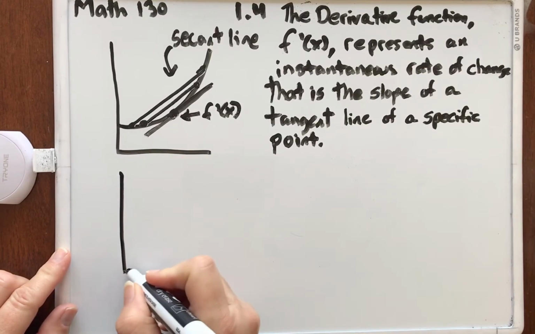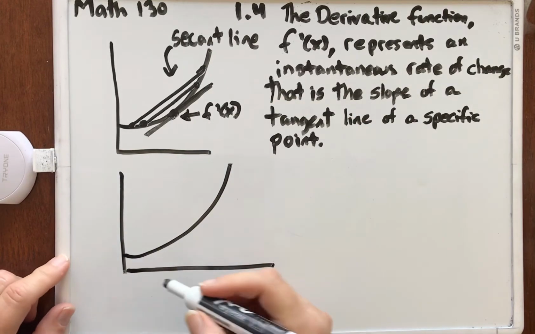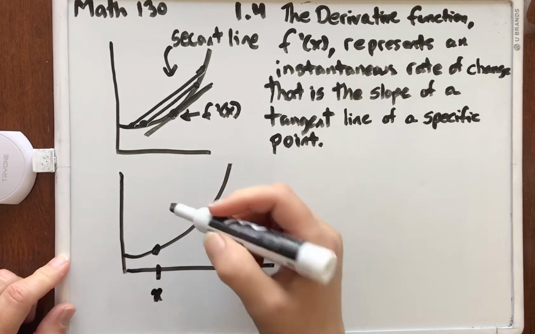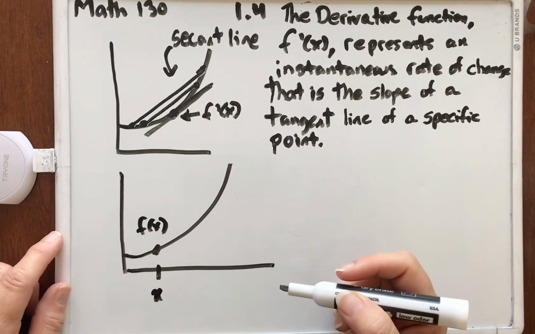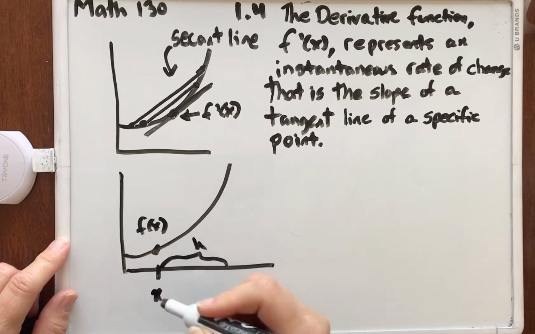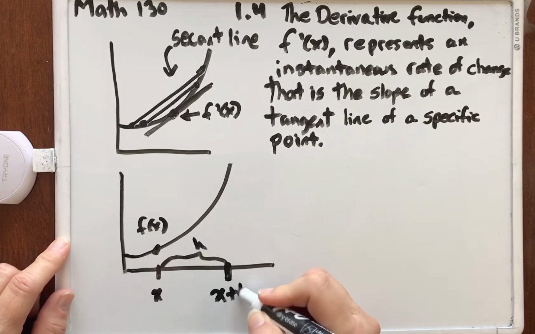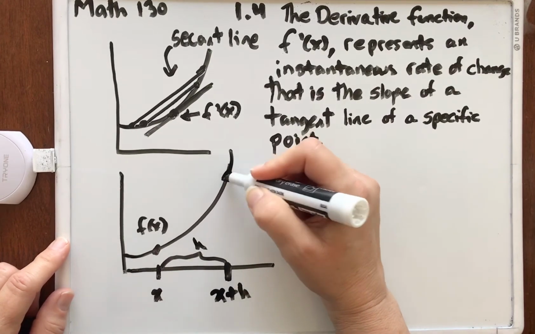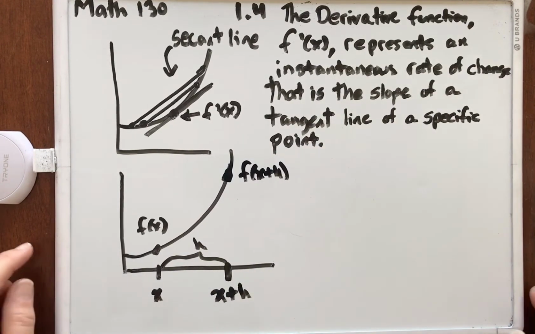We had talked about limits, so let's do another one, another curvy line. We had mentioned if this is x, then this would be f of x. And then if we went some distance out, I'm going to call that h. This would be called x plus h, and this point here would be called f of x plus h.